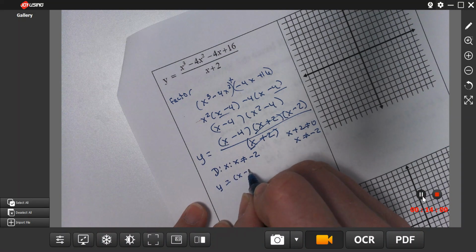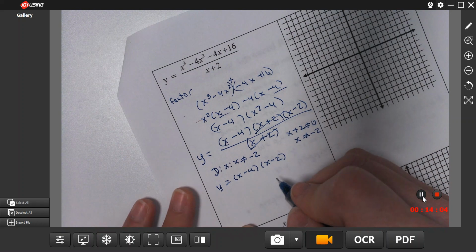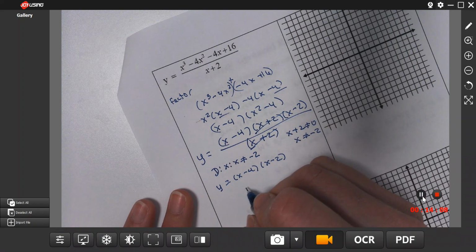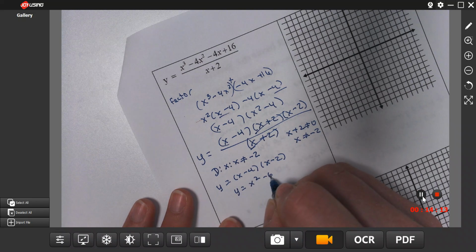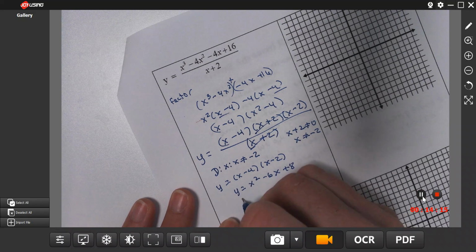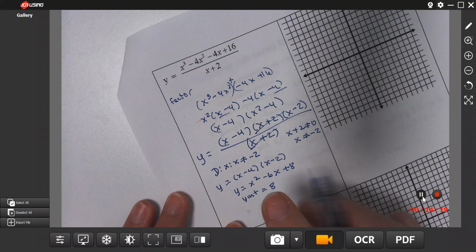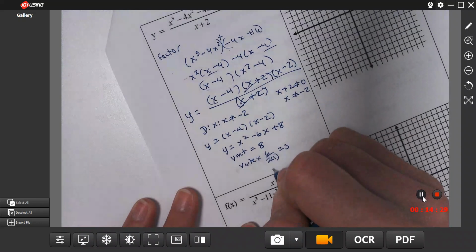So what I'm left with is y equals x minus 4 times x minus 2. So that is a parabola. And if you wanted to multiply it out, you would get x squared minus 6x plus 8. So the y-intercept is 8. I'm going to graph this in a second. And the vertex is negative b over 2 times a, so 3.